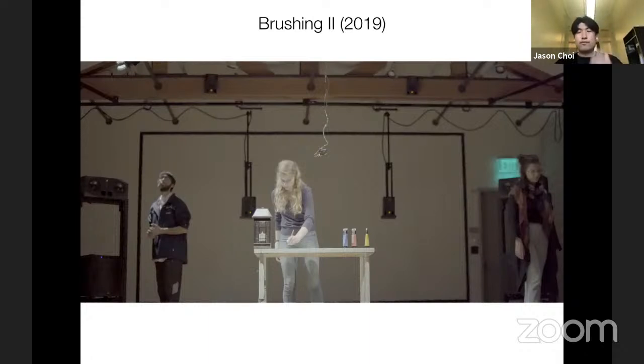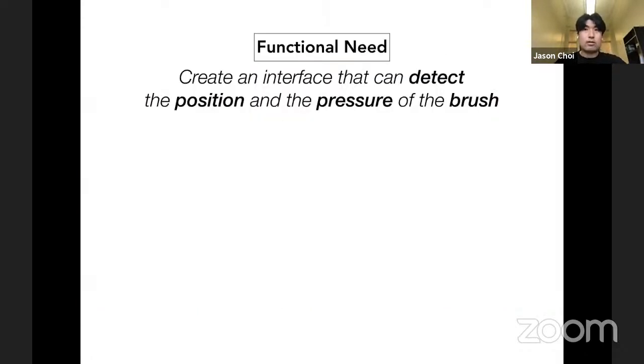However, the part I was dissatisfied with in the second iteration of the brushing series was the brushing interaction. I felt a really strong need to detect the position and the pressure of the brush so that I could really utilize that brushing interaction in a detailed way. So, repeating what I said, Brushing 3 actually started as an interface development, more of an engineering project.